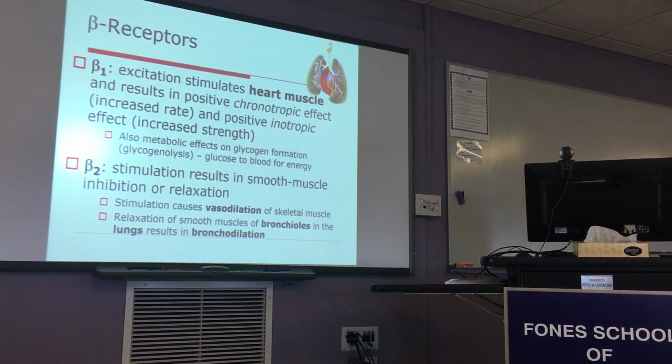Think about that person running through the woods from the bear. The bronchioles were dilated, but the heart was going, right? So we had that positive effect on the heart and pumping up the blood, the inotropic, the chronotropic effect, right? The constriction of the blood vessels, all right? But the bronchioles were dilated.